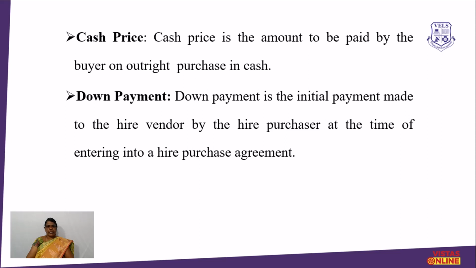Then cash price. Cash price is the amount to be paid by the buyer on outright purchase in cash. Then down payment. Down payment is the initial payment made to the hire vendor by the hire purchaser at the time of entering into a hire purchase agreement.